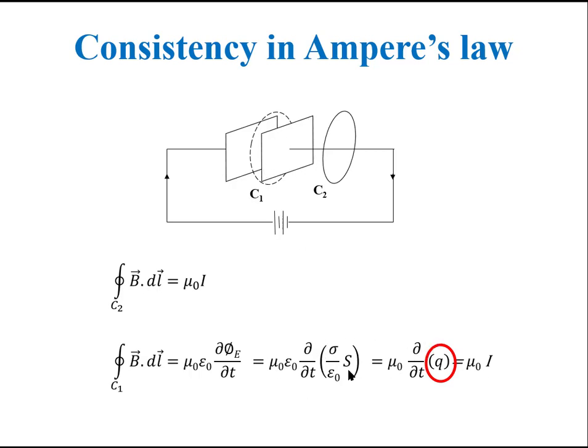So this whole equation will be mu naught times del Q over del t, or mu naught times I. This I is essentially the current drawn by the battery. So the modified Ampere's law gives the same value of magnetic field by both the loops C1 and C2. With this modification, all the laws got the same form, and the equations for those laws, including the modified Ampere's law, are called Maxwell's equations.